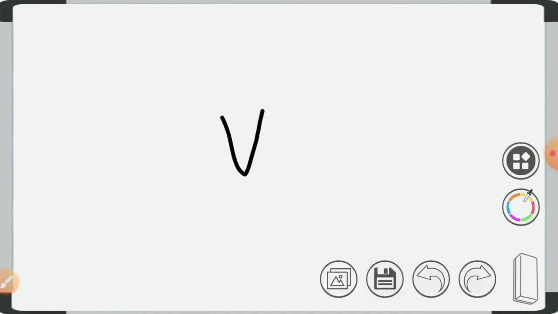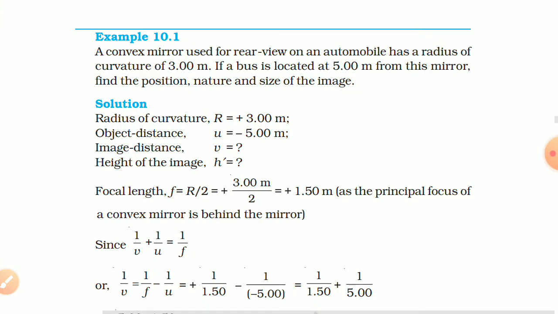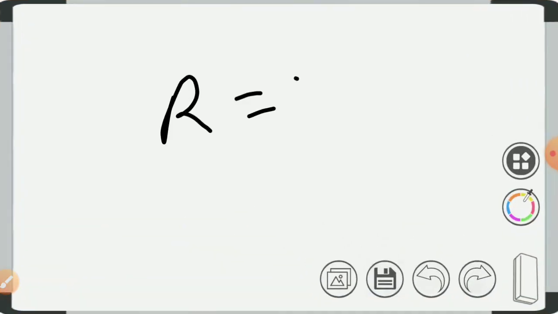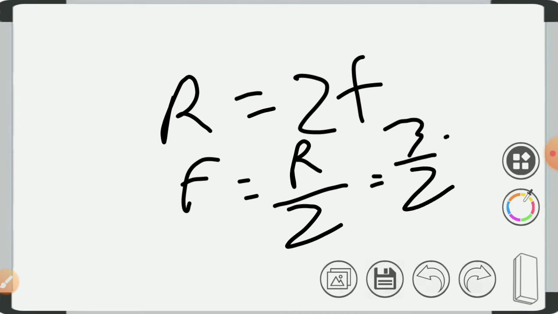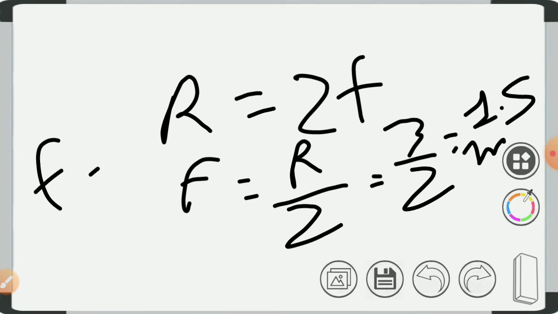So we have to find v, the image distance, first. Our formula is 1 upon v plus 1 upon u is equal to 1 upon f. Here we know u, but we don't know f either, but there is one formula, which is R is equal to 2f. So f is equal to R upon 2, so 3 upon 2, which will be 1.5 meter. So our f is 1.5 meter.